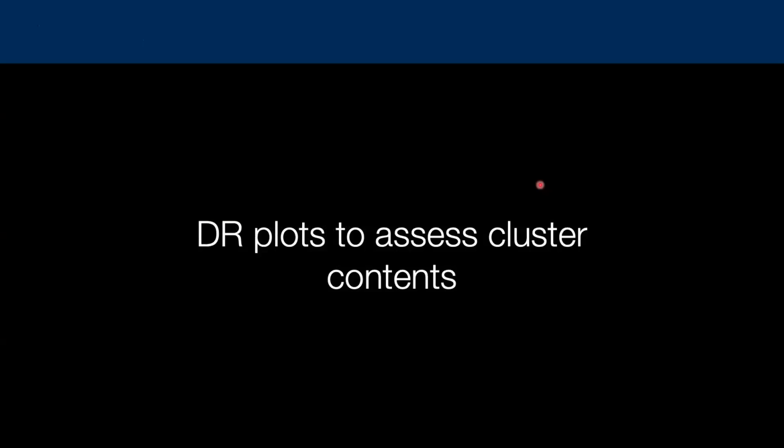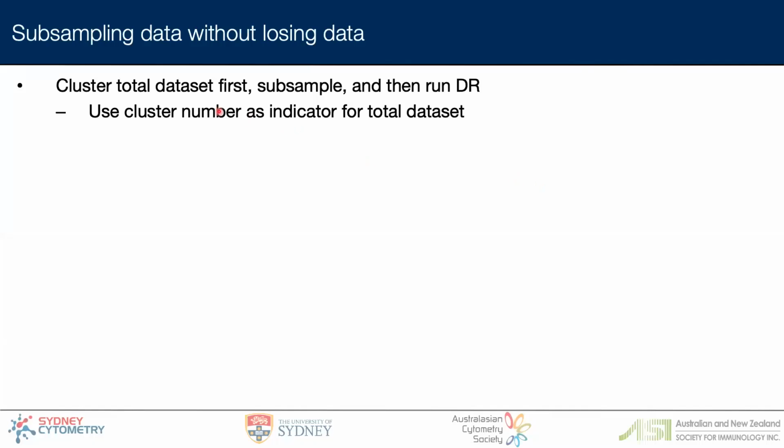So one of the things we're scared of, obviously, is that when we subsample our data, we are throwing data away. And, you know, there are ways around this. So what we recommend and what we do is we first cluster on the total cells that we have. So if that is 1 million cells, and then from there we subsample and then run dimensionality reduction.